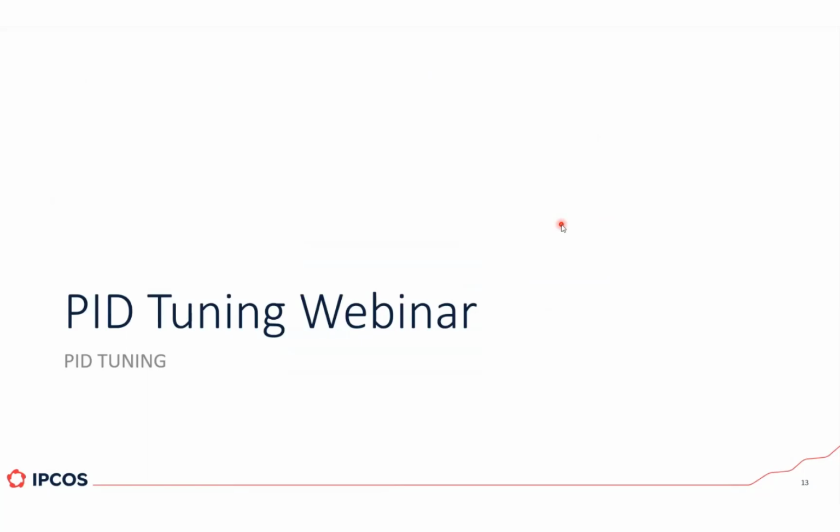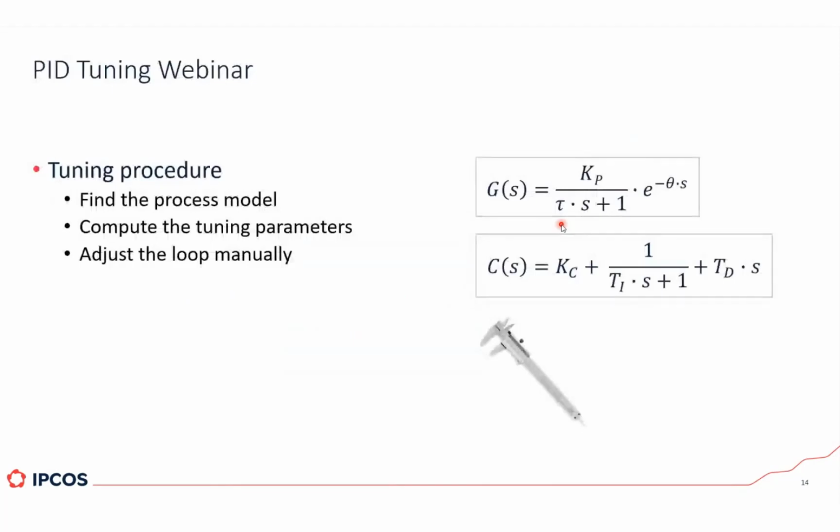So PID tuning, how do we tune a loop once we know all these details? First we need to find the process model, right? So we need to fit a model to our data. Here I'm using a first order plus dead time model, right? So in the end, if we want to find the process model, we want to find this Kp constant, time constant, and dead time, right?